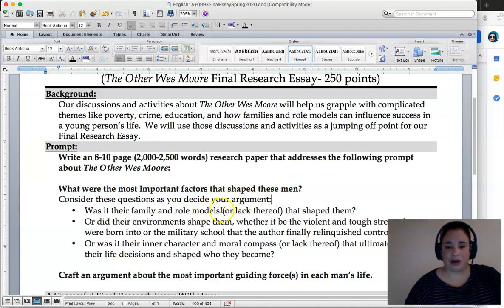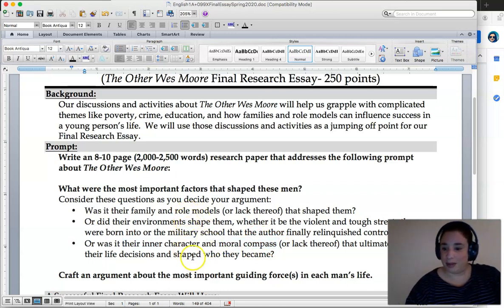When you drill down into the questions, you want to think about, was it their family that shaped them the most? Was it their role models? Other than their family, they had other people that served as role models that shaped them. Was it their environment, the places where they grew up, or the schools they went to? Or was it something internal? Was it their inner character? That connects more to mindset, grit, who they are on the inside, how they think about the world, and their morals.